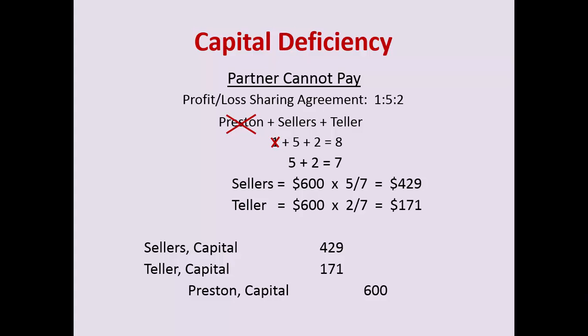So notice Preston's capital account is being credited to get it back to a zero balance to remove Preston from the books. Now in real life, could Sellers and Teller come back and take Preston to court and try to collect the $600? Yes. But the accountant's priority here is to close your books. You can seek legal remedy later. The other partners will absorb the loss for the accounting records of the deficient partner.